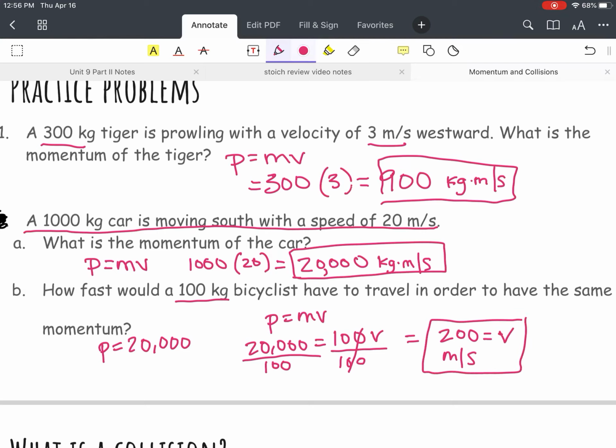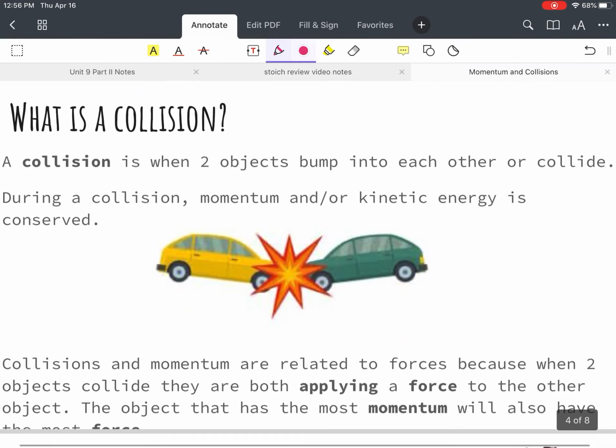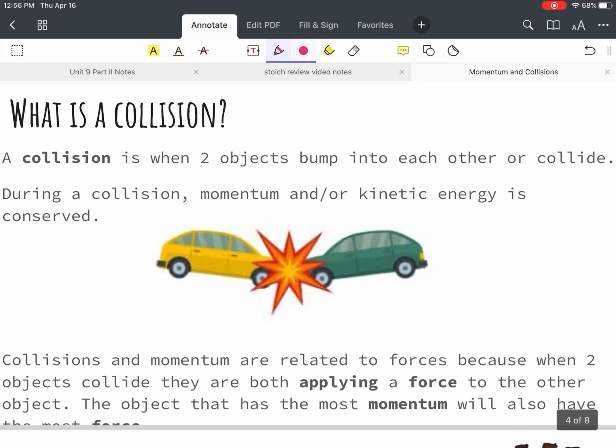Okay, so C and D, you're going to do the same thing. You're basically just taking the momentum and dividing it by the mass to get the velocity. So it's just a little bit different type of equation.